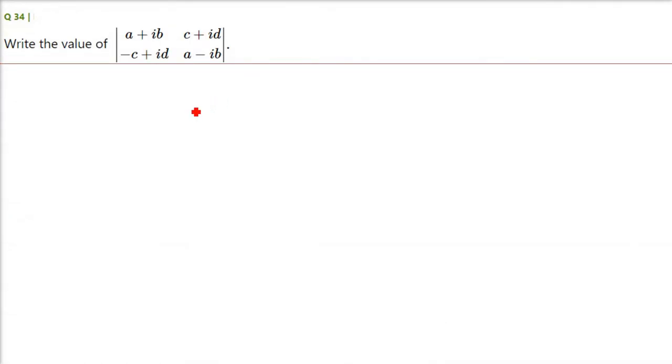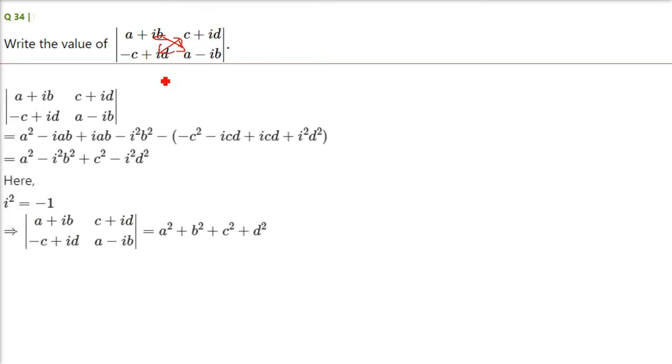Now write the value of this. It is simply a 2 by 2 matrix, so just cross multiply and subtract. Let me tell you, when we talk about complex mathematics, this i is special because i square is equal to -1. So when we multiply, you will get i square, and you just have to replace this i square with -1.